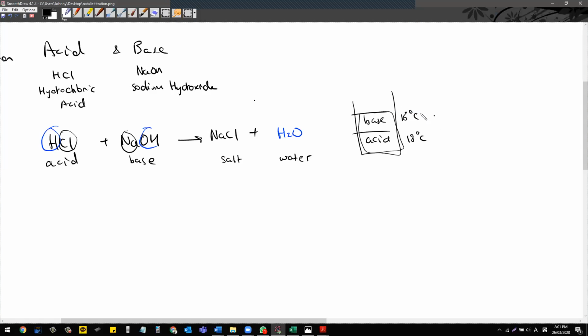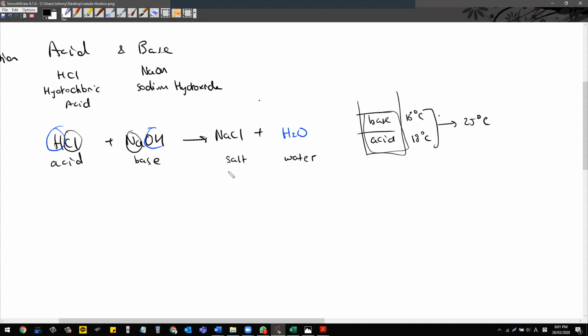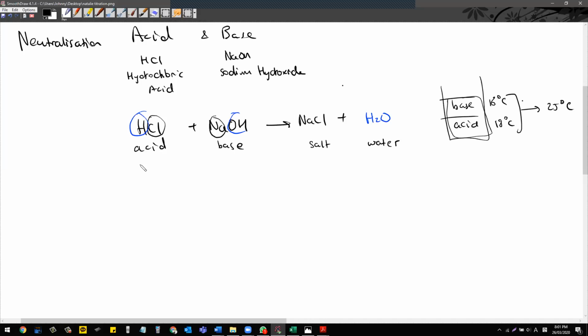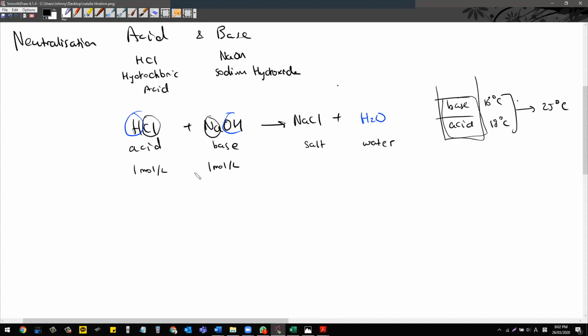Thank you. Then their temperature changes to, let's say, 25 degrees Celsius, for example. Now what we can do is, let's say you have 1 mole per liter of this and 1 mole per liter of that. That's the concentration. Do you know much about concentration at all? Not in depth, but I do know the general idea.